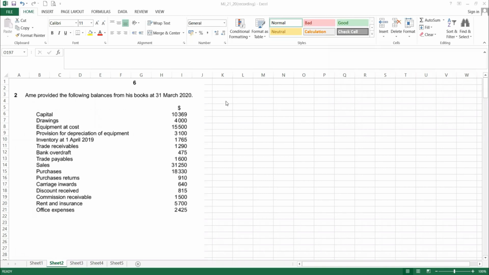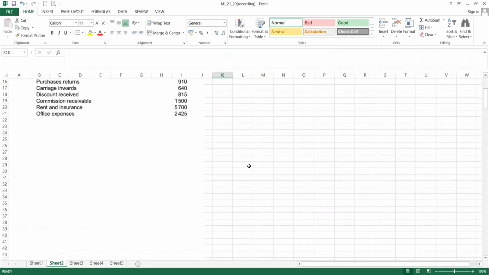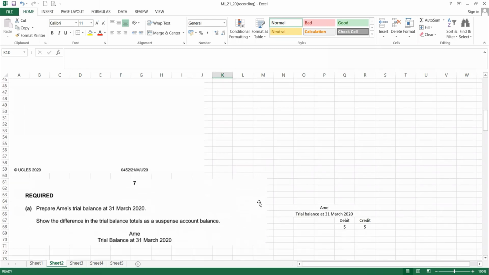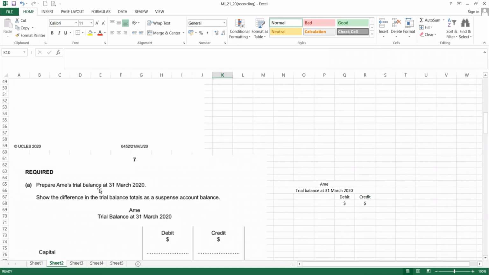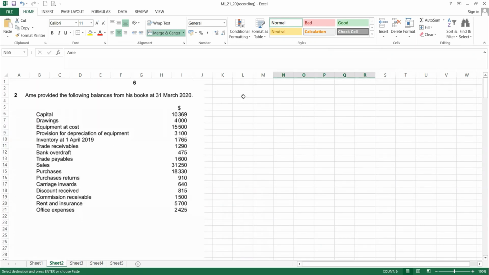Okay, Amy provided the following balances from his books. This is the list from the question and what they asked us to do. They asked to prepare Amy's trial balance at 31st March 2020 and show the difference in the trial balance total, which is related to the correction of errors, the moment we see the suspense account. So we prepare the trial balance first. We go through the basic rules before we do the exercise.